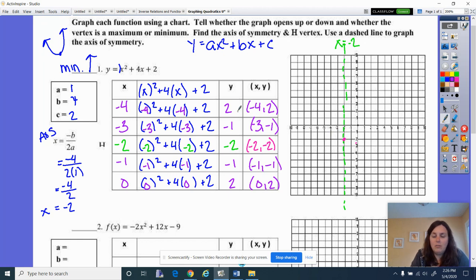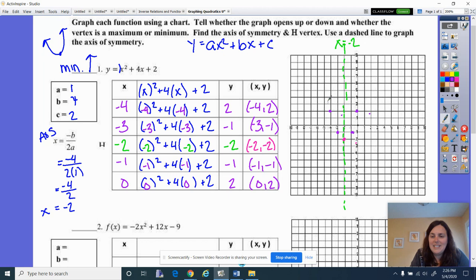So let's start from the top, negative 4, 2. Here we go. Then I have negative 3, negative 1, which is right here. And then I have negative 2, negative 2. I've already plotted my vertex. Then I have negative 1, negative 1. So that's right here. And then I have 0, 2.